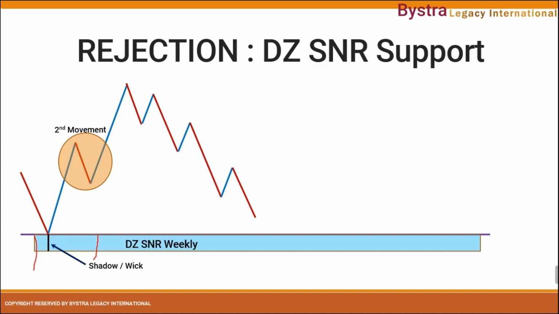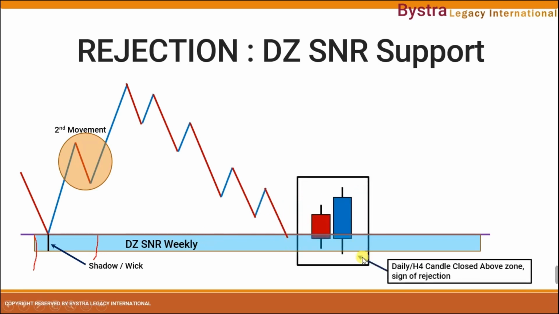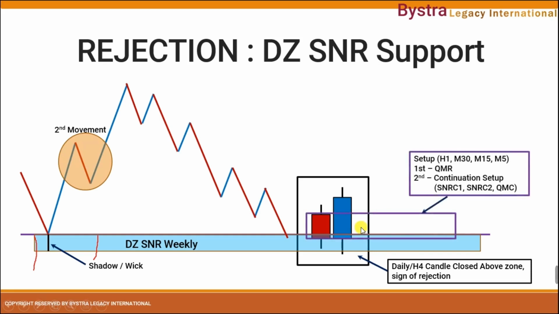So once we have marked our danger zone, next thing we need to do is to wait for the price to come into this zone. Wait for the rejection of confirmation. In this case, this is the danger zone SNR weekly time frame at the support. We wait for the confirmation on the daily time frame, or the H4 time frame at the least. So once there's a rejection close above this zone, we wait for the setup.